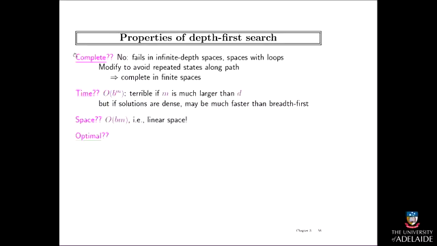The big advantage of depth-first search is that it's only linear complexity in the size of what you have to keep. You only ever have to keep one branch active at a time. The queue itself doesn't become very large, whereas with breadth-first search, the queue can get exceedingly large. It's not optimal for the same reason that it's not complete. If you can't guarantee to find a solution, then you can't guarantee to find the best solution.